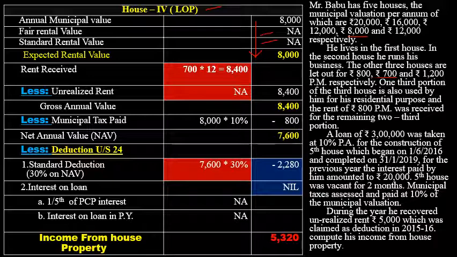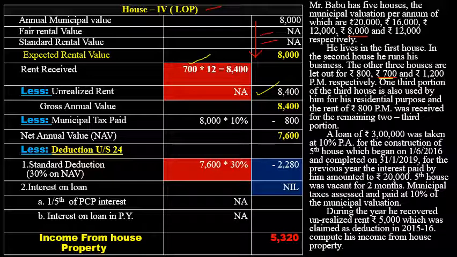Next is the rent received. The rent received is 700. It was let out at rupees 700 per month. So into 12, so 8,400 is the rent received. And unrealized rent not applicable, no vacancy period. So actual rent received for the let out duration is 8,400.